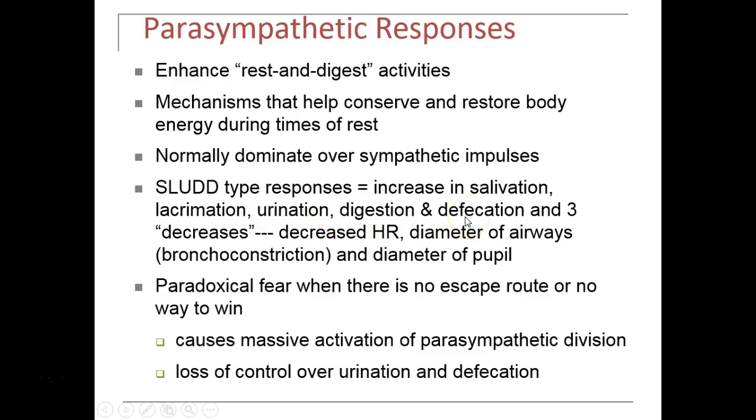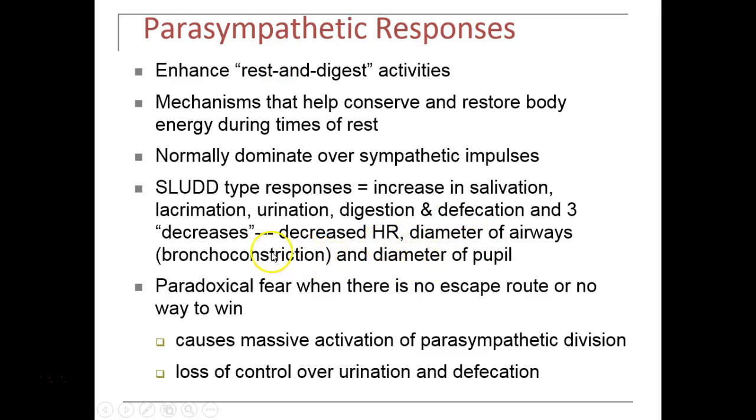There are 3 important decreases that occur because of the parasympathetic nervous system, though. When the parasympathetic nervous system fires, it decreases your heart rate. So that's why we have a low resting heart rate when we're resting, because the parasympathetic nervous system is dumping out acetylcholine onto our pacemaker, and the muscarinic receptor on the pacemaker is a ligand-gated potassium channel, which is inhibitory. So it inhibits the pacemaker and your heart rate goes down.